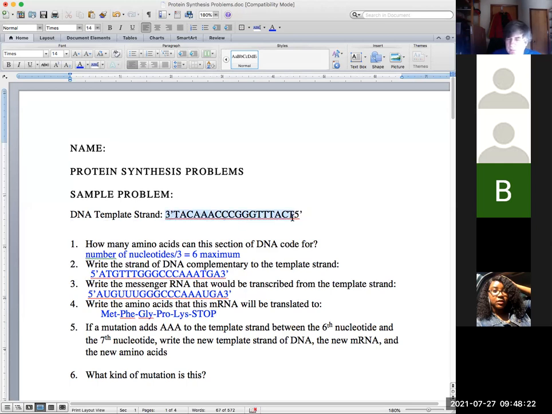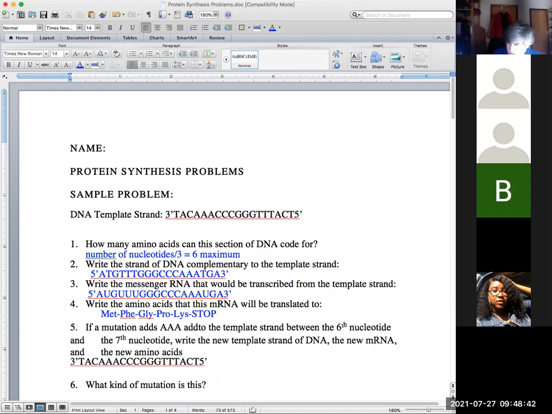Okay, now we're going to have a mutation to our template strand for number 5. So let's copy our DNA over. It's a mutation to the template strand. I think it's supposed to say it adds an A to the strand between the 6th and 7th nucleotide, but I forgot to put that in there.